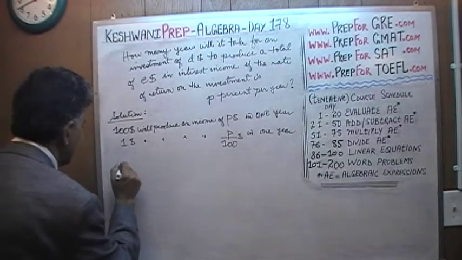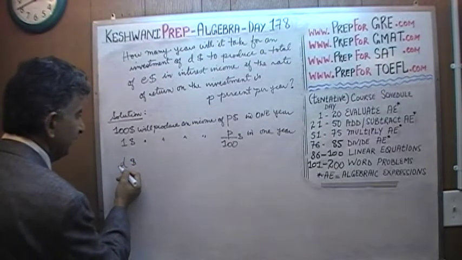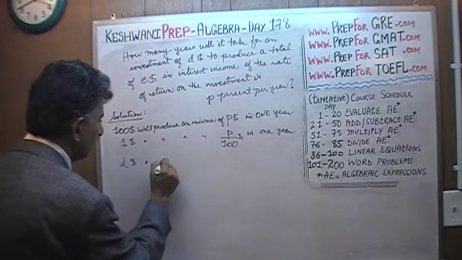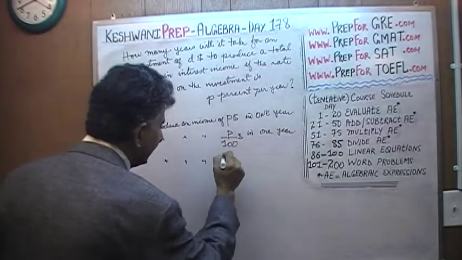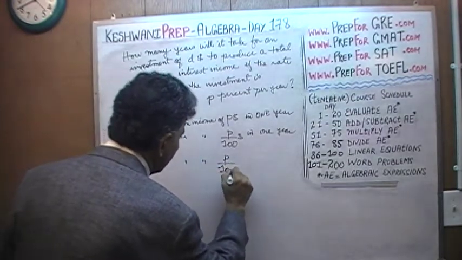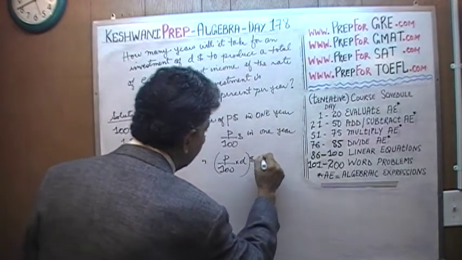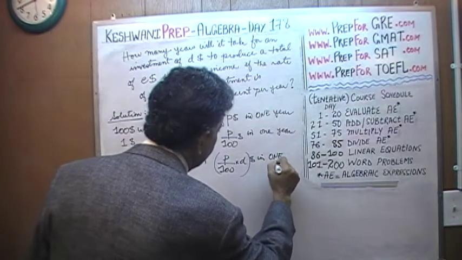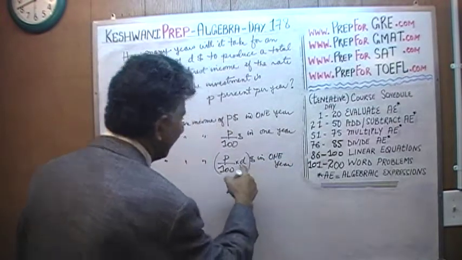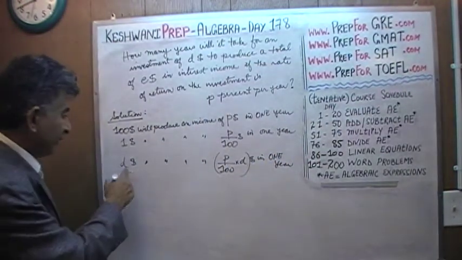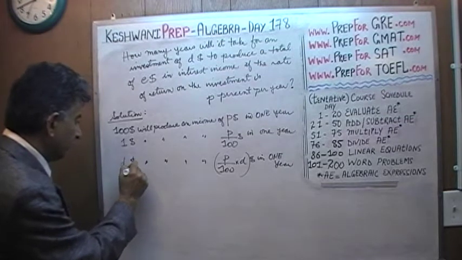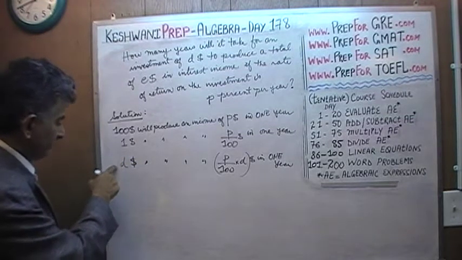Instead of $1, if you were to invest D dollars, D times as many dollars, then D dollars should produce an income of D times this amount, P over 100 times D, in 1 year. Why D times as much? Because we're investing D times as many dollars. Instead of $1, we're investing D dollars.